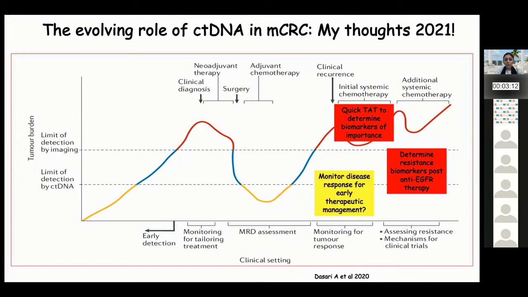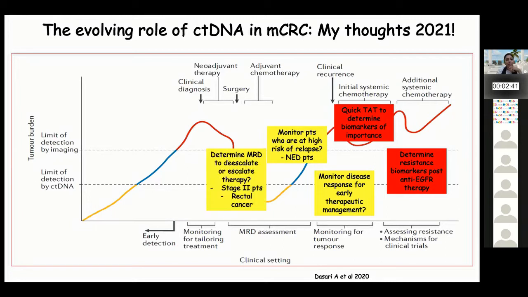Can we use it to monitor disease response for early therapeutic management? I do think that there is a role, especially in those patients with limited liver disease, where we're trying to reach an NED state and monitor patients who are at high risk of relapse. Again, I think it's those same cohort of patients that we can perhaps do it in the clinic now, where we have patients with limited liver metastases. We give them chemo, we resect everything. We know that they're at very high risk of relapse. And I think at least now in terms of adoption, this would be the area.